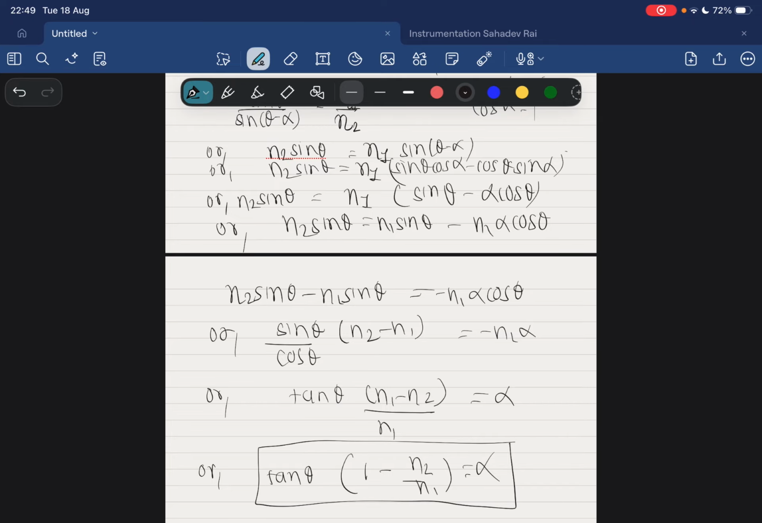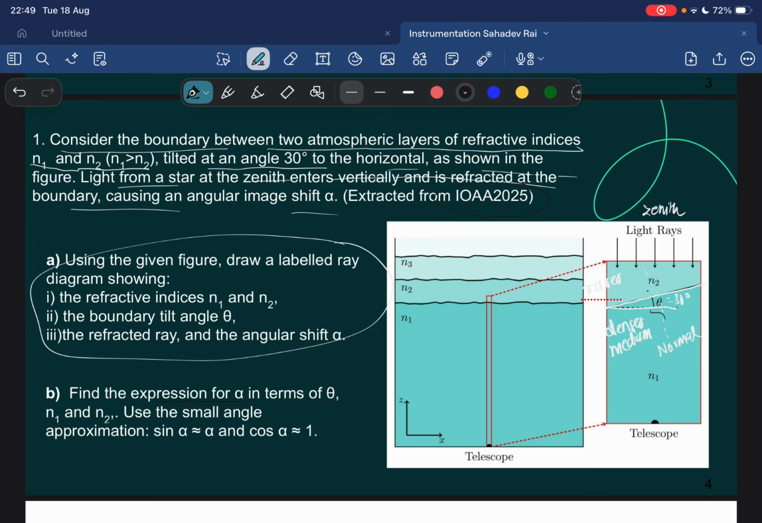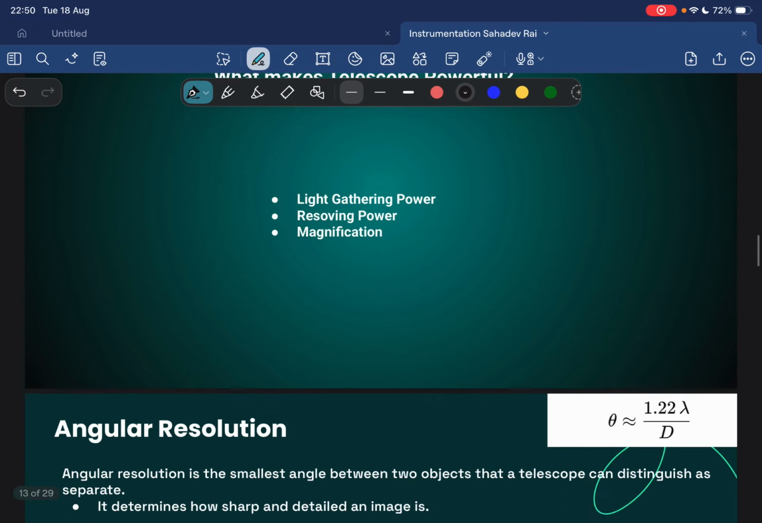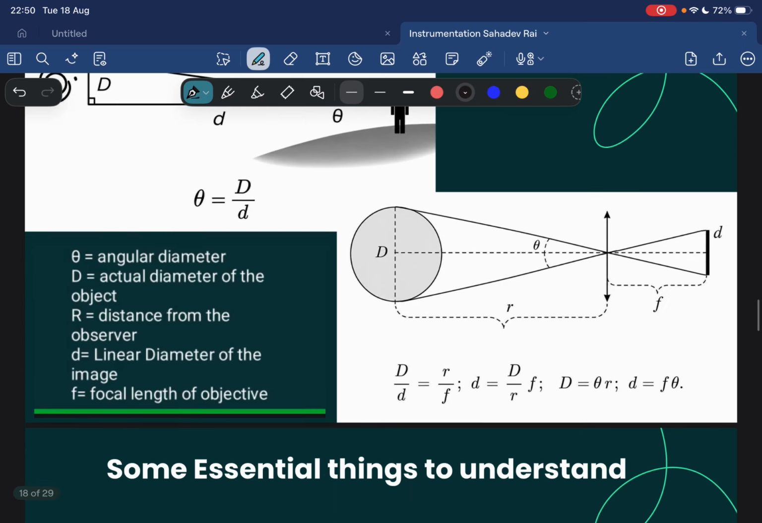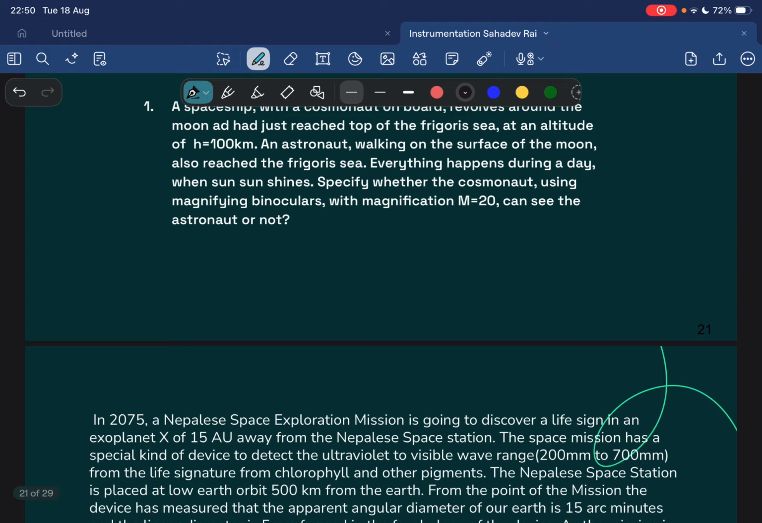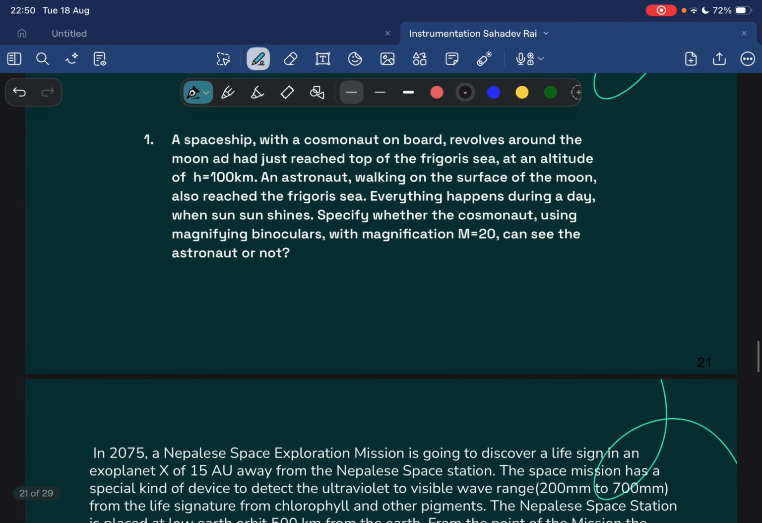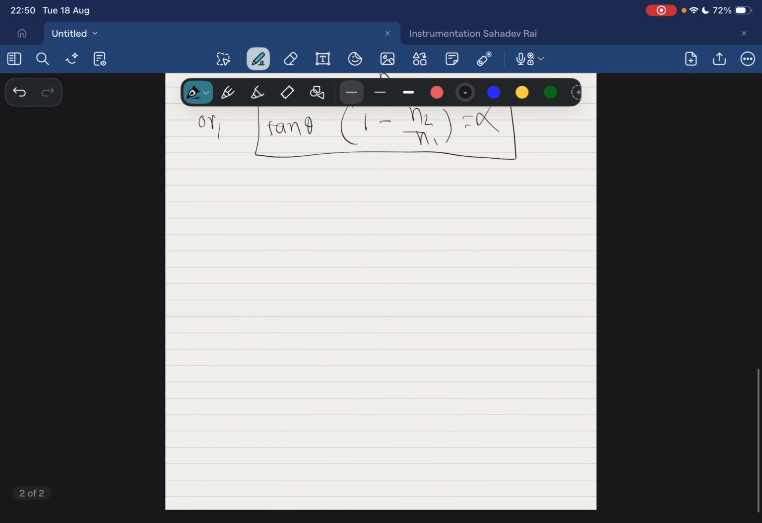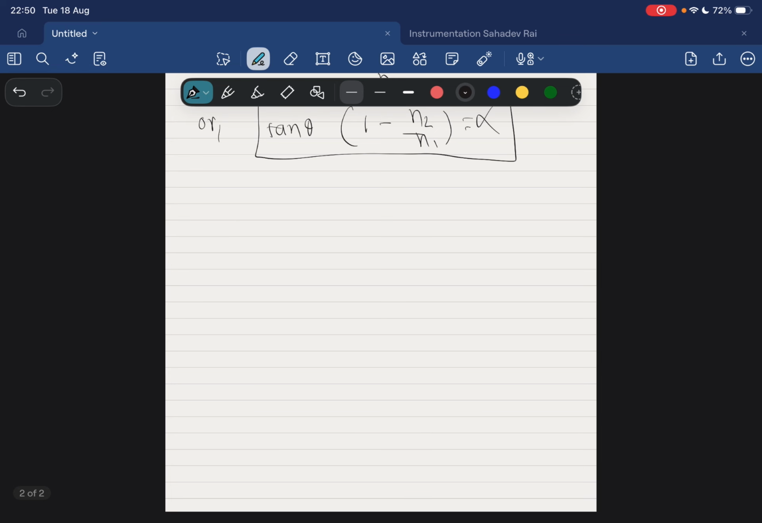This is just the question extracted from IOAA 2025. We will do other questions as well, which are from here. Those are just easy questions, I guess. I don't think this needs any explanation. Let's not care about it. Okay, that was one IOAA question right there.